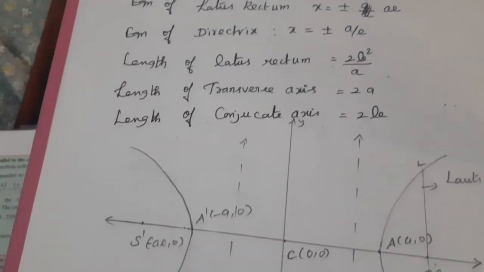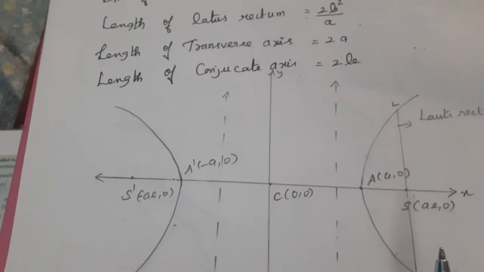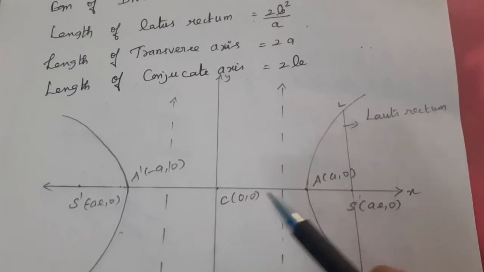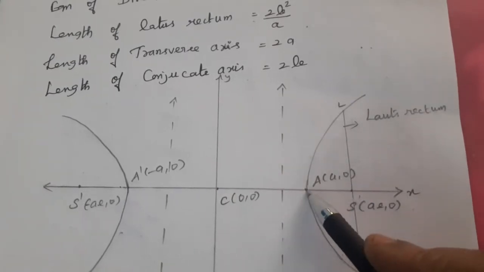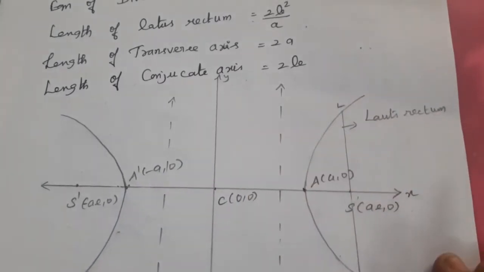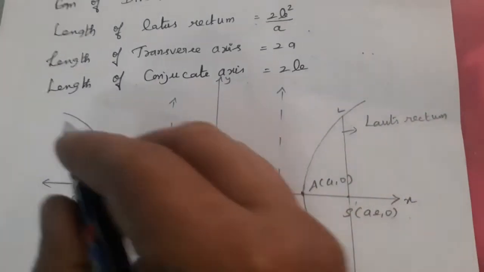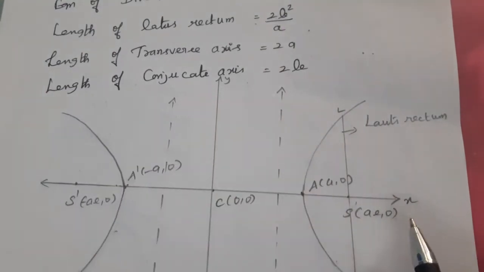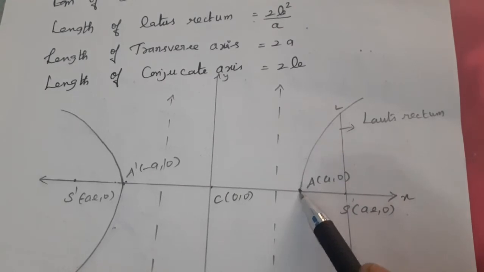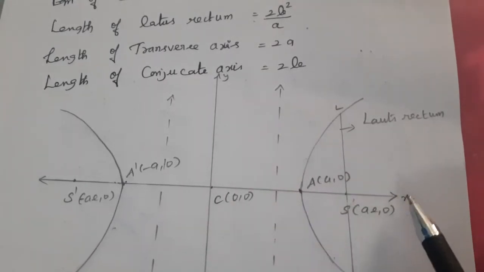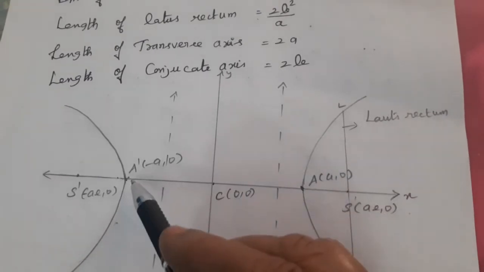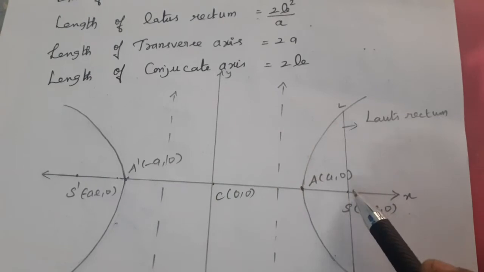See the diagram, everything I am telling is there. The center is 0, 0. A and A dash are the vertices of the hyperbola. See how to draw the hyperbola. This is the hyperbola, and the transverse axis is the x-axis, as the vertices are on the x-axis. So A is a, 0 and A dash is minus a, 0.